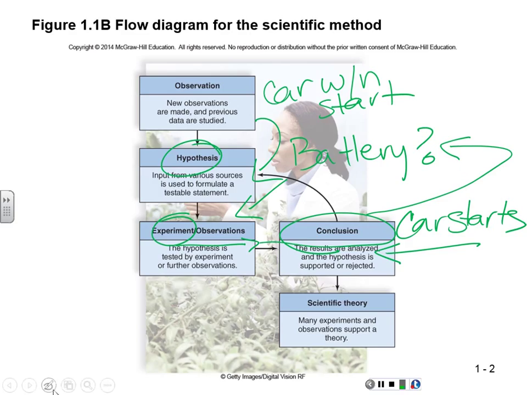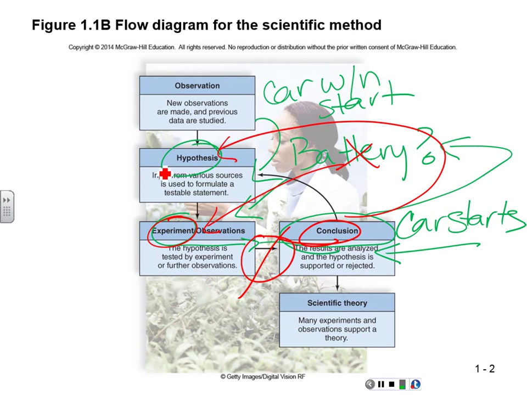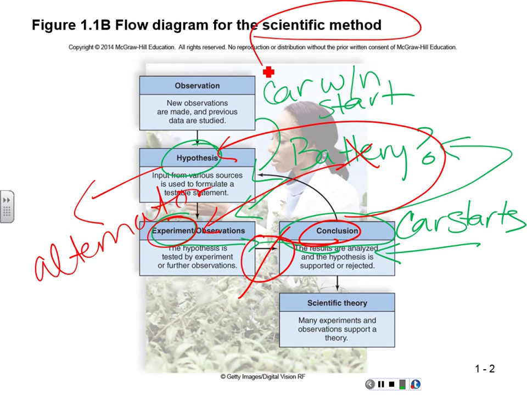Let's say that the car doesn't start. So we get to the experiment, we change out the battery, we still can't start the car. Then you have to do what? Conclusion is, this was incorrect. Let's go back to the drawing board and come up with another hypothesis. Alternator, right? So we do this on a daily basis to problem solve. We just don't know that it's called scientific method.